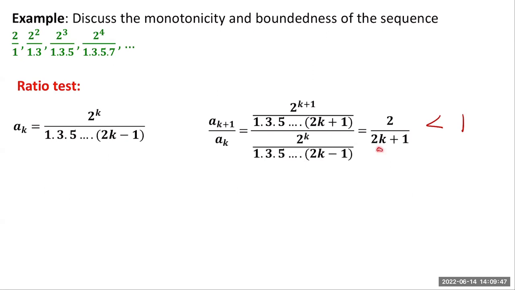Notice that k is a positive integer. If k is a positive integer, that means k can be 1, 2, 3, 4, right? So that means this number is always bigger than or equal to 3. But in the top, you have 2, right? So this whole thing has to be strictly less than 1. What does that tell you? That tells you that by ratio test, the sequence a_k is strictly decreasing.